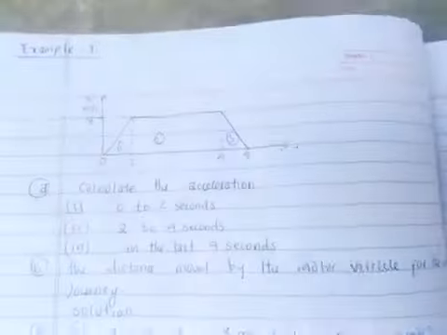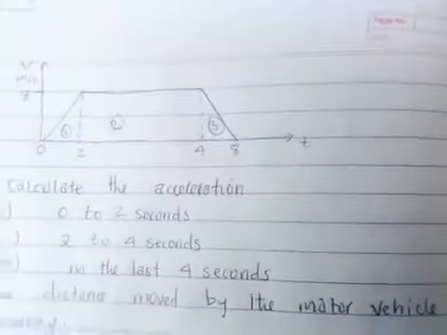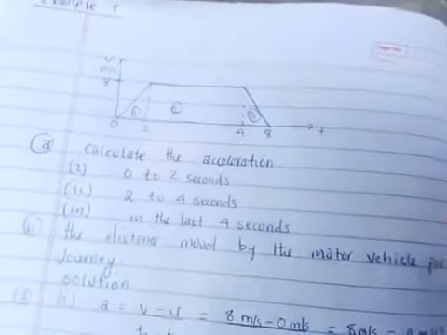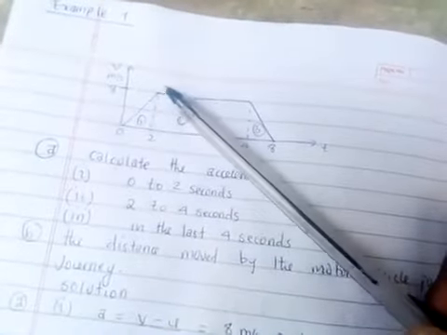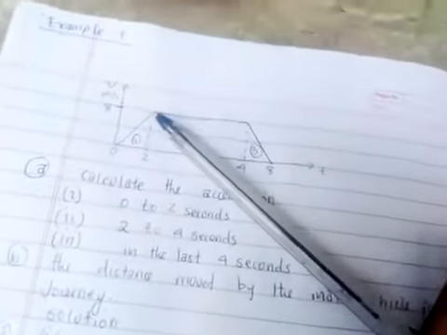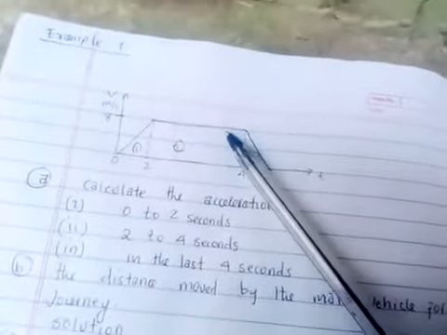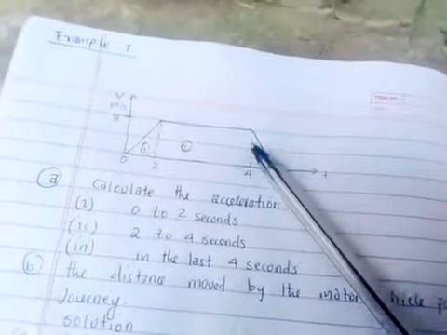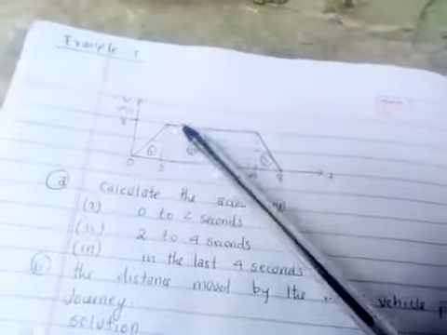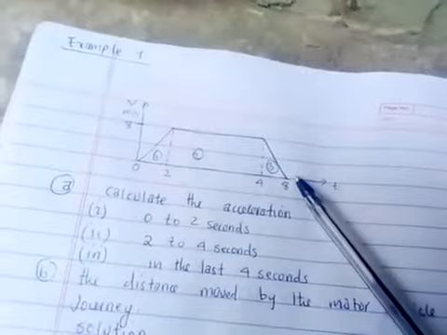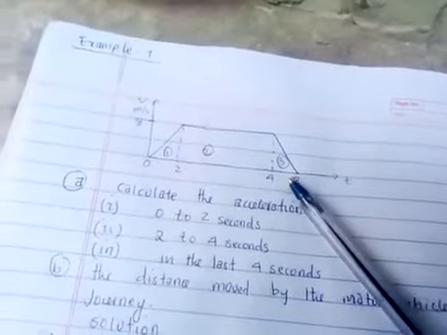So this graph here, as you can see, represents a motor vehicle moving from 0 here. It accelerated and then reached a speed of 8, and then it moved with a constant speed. When you see a straight line, it means it's a constant speed, the speed is not changing. And then here it's a negative slope. This is a positive slope, meaning it's accelerating. This is a negative slope, meaning it's decelerating, reducing speed.